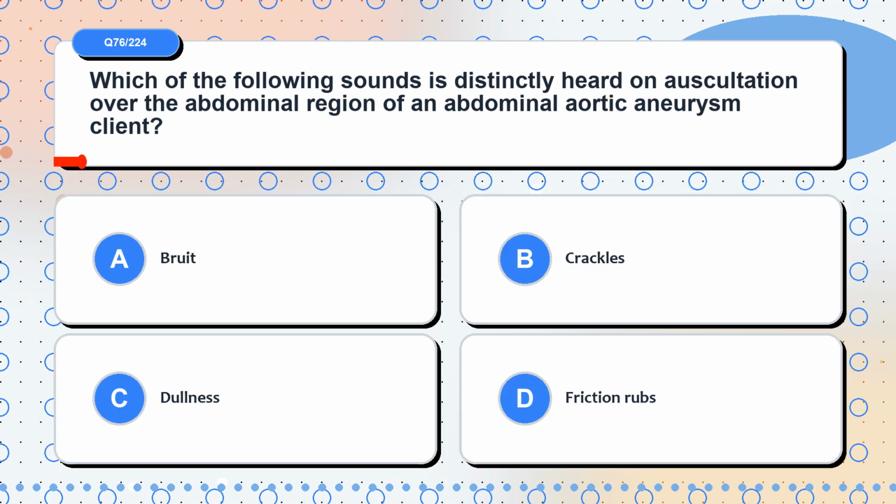Question 76. Which of the following sounds is distinctly heard on auscultation over the abdominal region of an abdominal aortic aneurysm client? Here are the options. Option A. Bruit. Option B. Crackles. Option C. Dullness. Option D. Friction rubs.